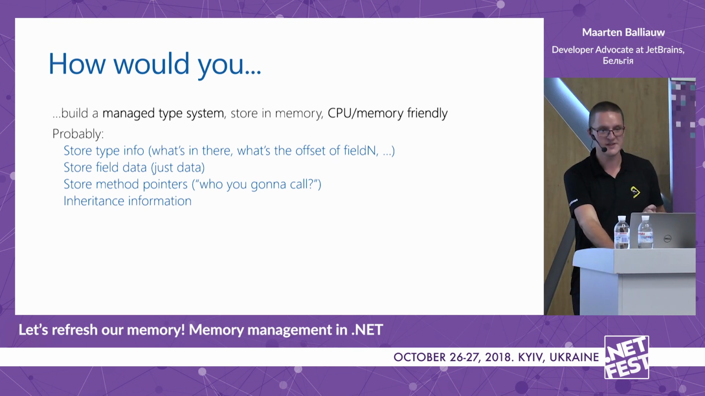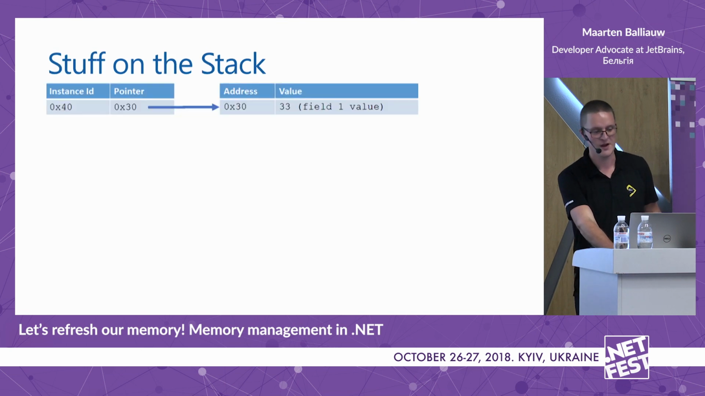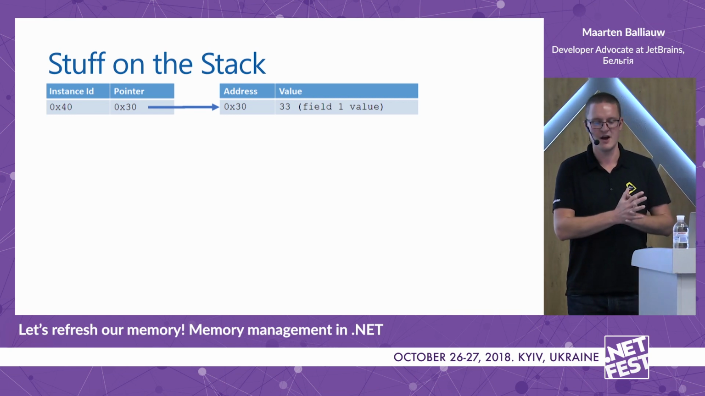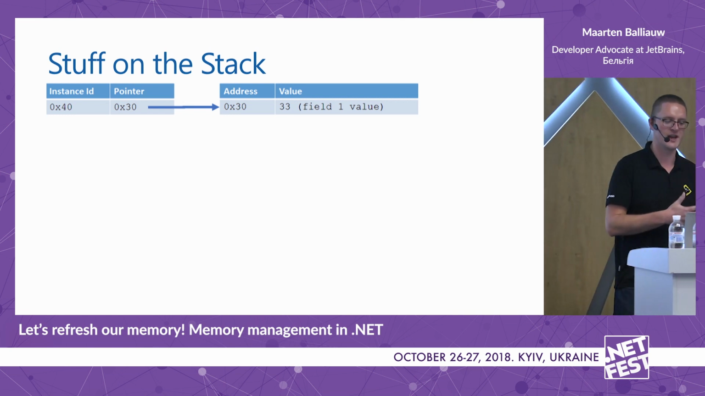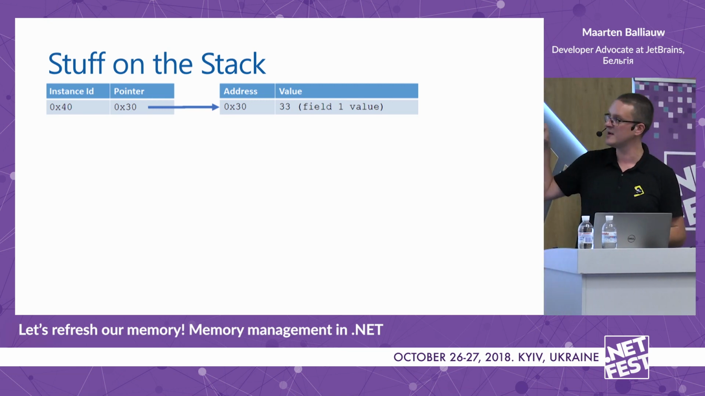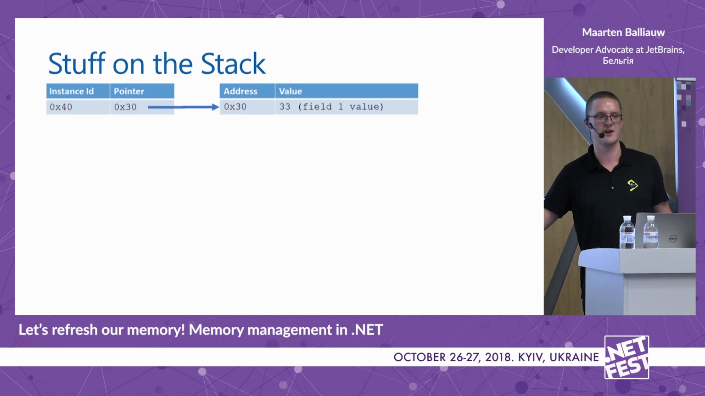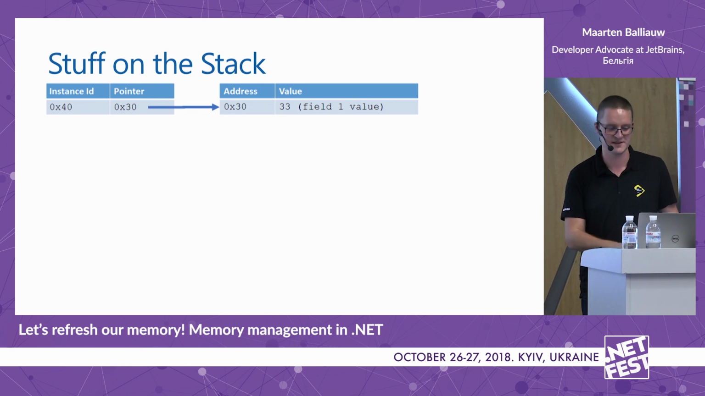Well, it turns out .NET works very, very similar to that structure. So if you push stuff on the stack, not managed by the garbage collector, whenever you allocate something, what you will get back is an instance ID. .NET will work with that instance ID and follow that instance ID to a pointer with the values that live on the stack. So that's something that happens in there.